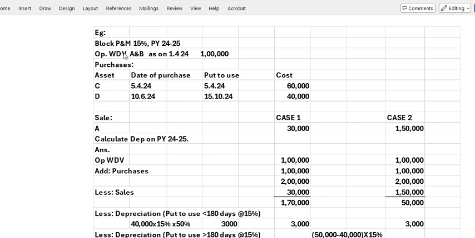WDV means the depreciation is deducted from the cost. Once all depreciation is deducted, then you will get the WDV. So it is 1 lakh.